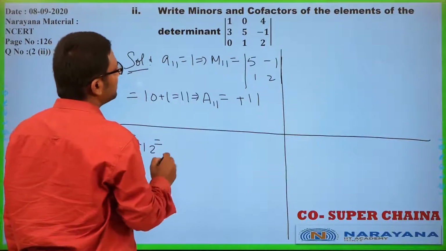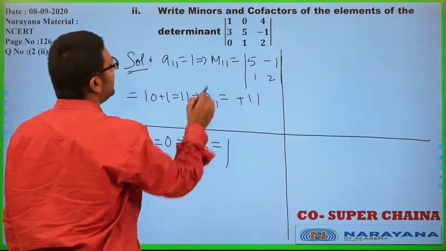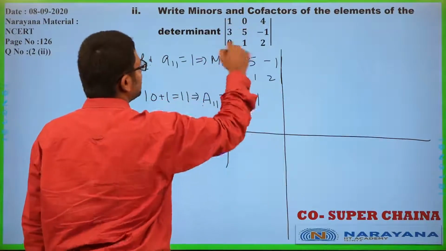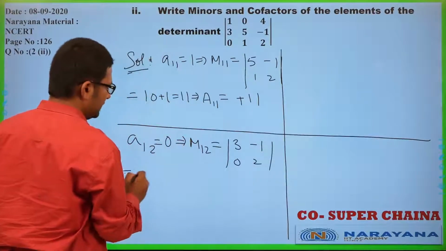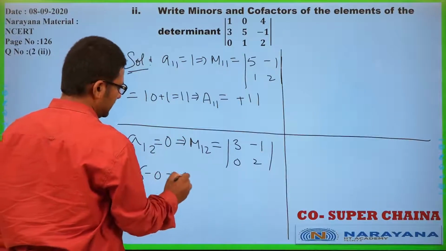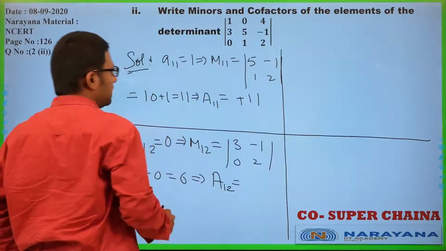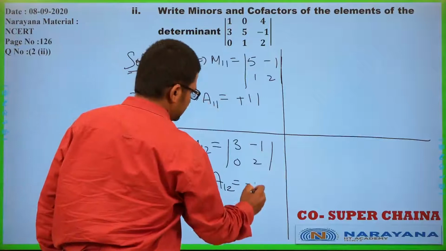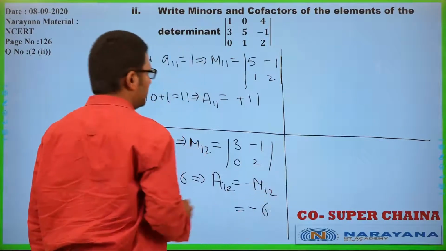A12 is 0, which means M12 would be, leave that row and that column, so 3 minus 1, 0, 2, which is 6 minus 0, so 6, and capital A12 would be minus here, right, so minus of M12, which is minus 6, okay.